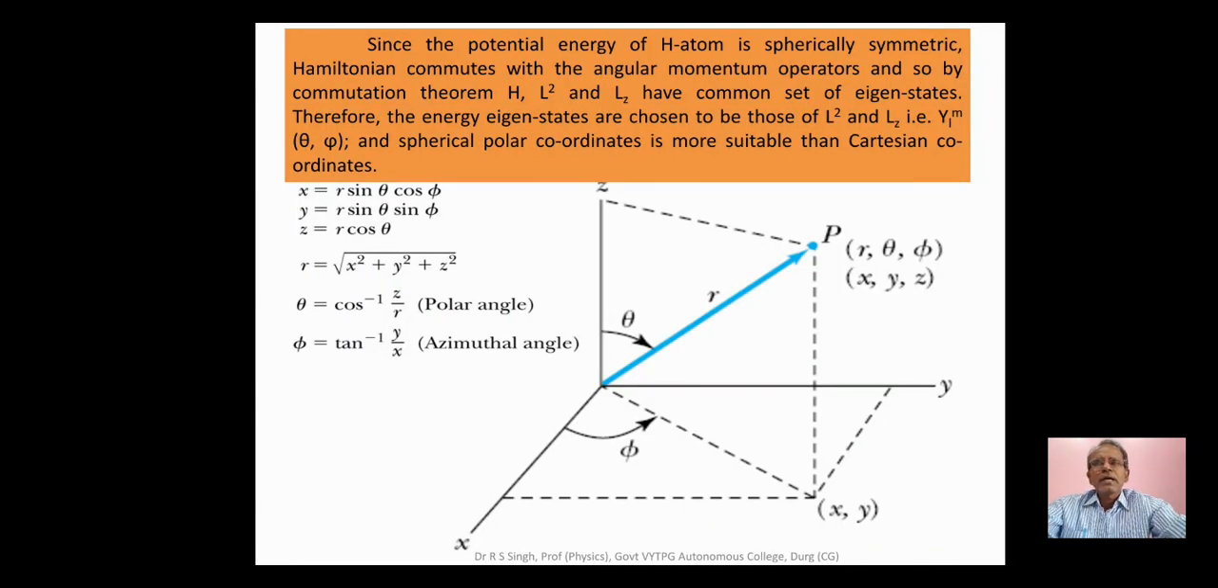Spherical polar coordinates are more suitable than the Cartesian coordinates because the potential function V of hydrogen atom is spherically symmetric. Cartesian coordinates x, y and z may be expressed in terms of r, theta and phi coordinates as x equal to r sine theta cos phi, y equal to r sine theta sin phi, z equal to r cos theta.